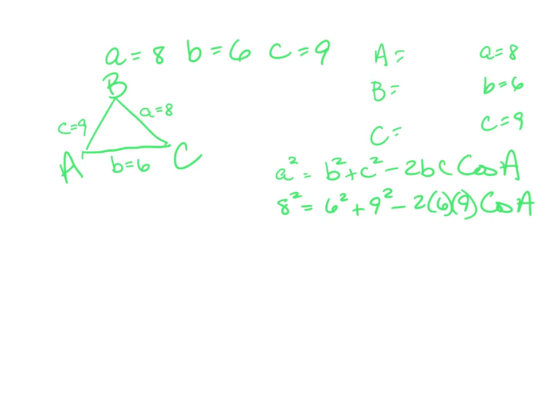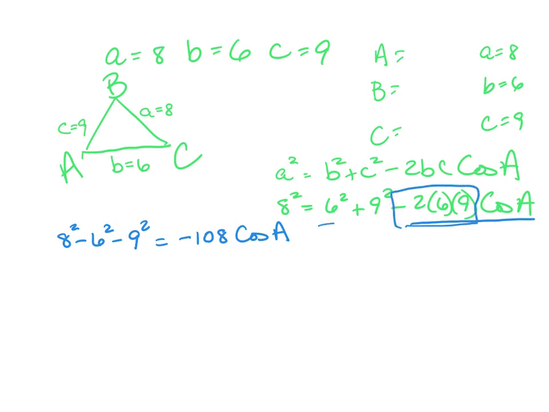I want you now to underline this because those have to stay together and you have to move the other things out of the way. So when that happens, I've got 8 squared minus 6 squared minus 9 squared equals negative 108 cosine of big A. I combine these three things and leave them on the right of the equation and move these things to the other side of the equation.